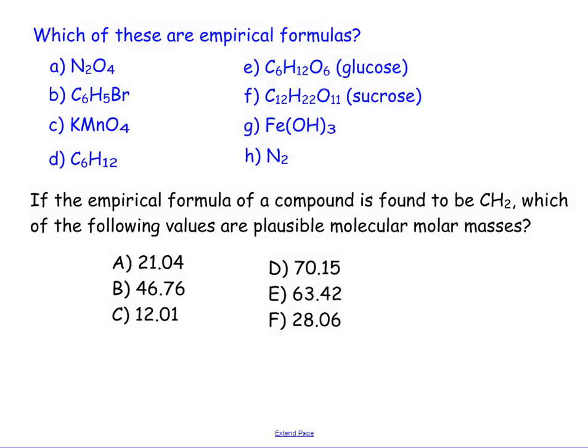N2O4 is a molecule. That's how it exists in the laboratory. But it's not an empirical formula because we can divide both subscripts and call it NO2. NO2 is the empirical formula for N2O4. Whereas C6H5Br, we can't divide by anything to make a smaller whole number ratio, so it is an empirical formula.